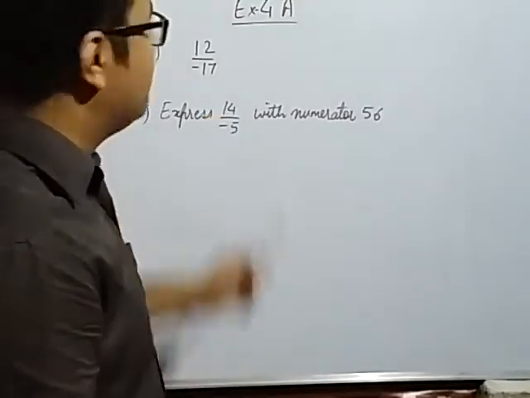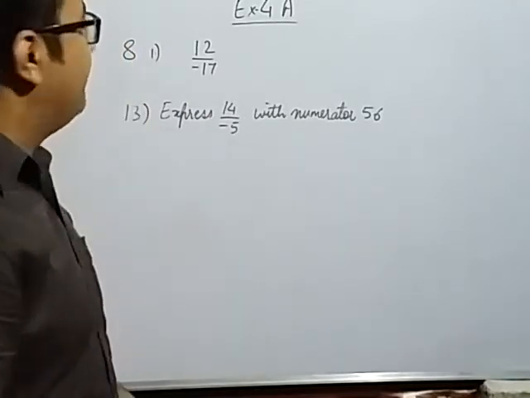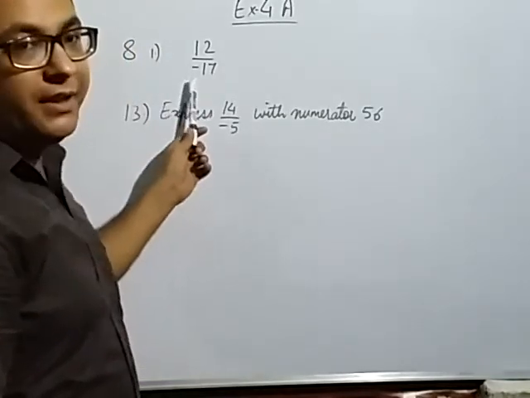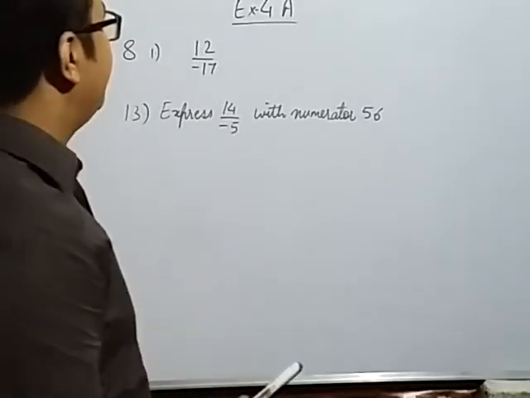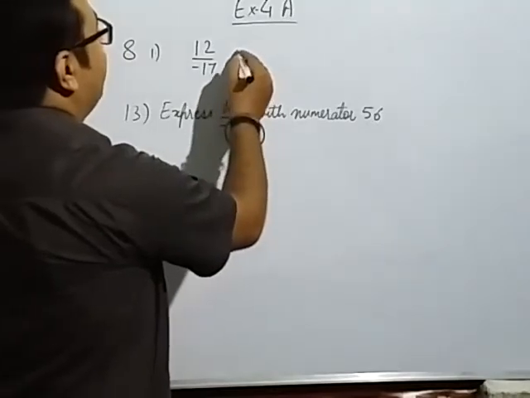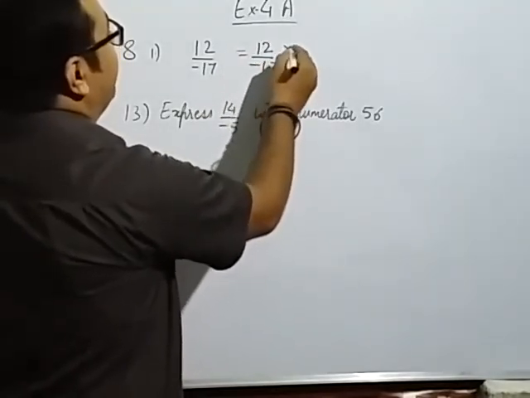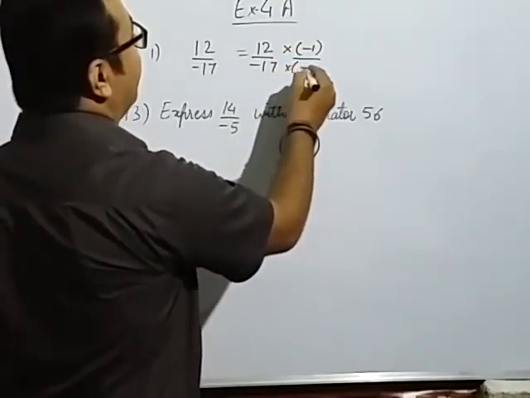Now let us take some questions from the exercises. Exercise 4a, question number 8, first part. In question number 8, what we need to do? We need to make the denominator positive. So whenever we are asked to make the denominator positive, we multiply both numerator and denominator with minus 1. Okay? We multiply both numerator and denominator with minus 1.